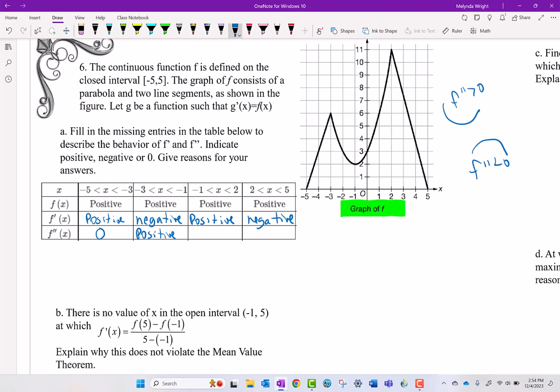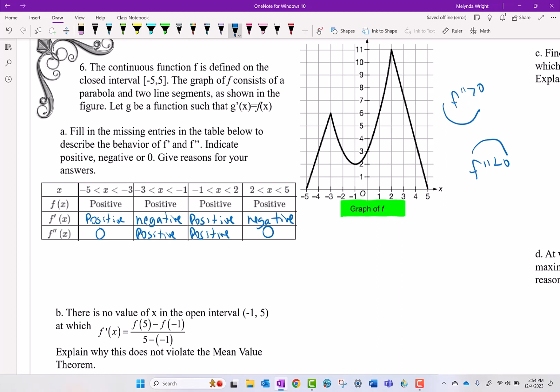Okay, from -1 to 2, that is also curved up. So that means that f double prime is positive. From 2 to 5, that's a straight line. It's not curved at all, which means that f double prime would be 0. There is no concavity there.